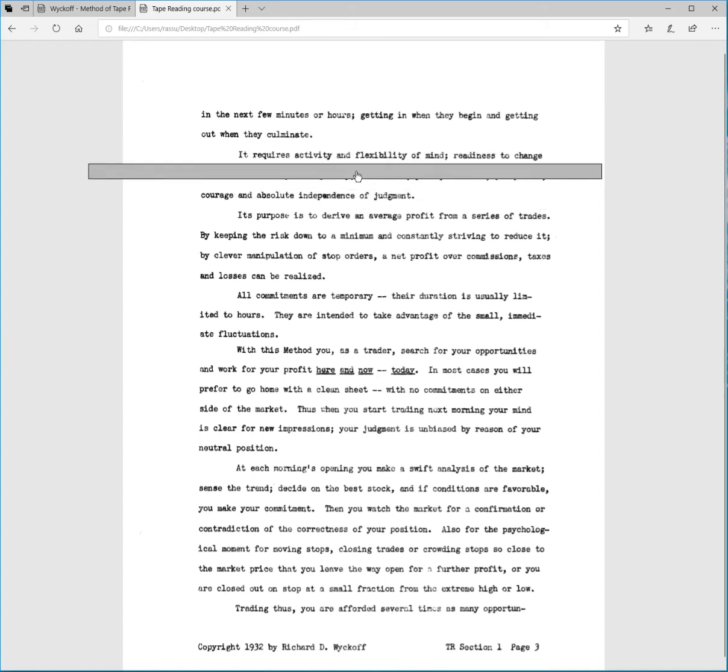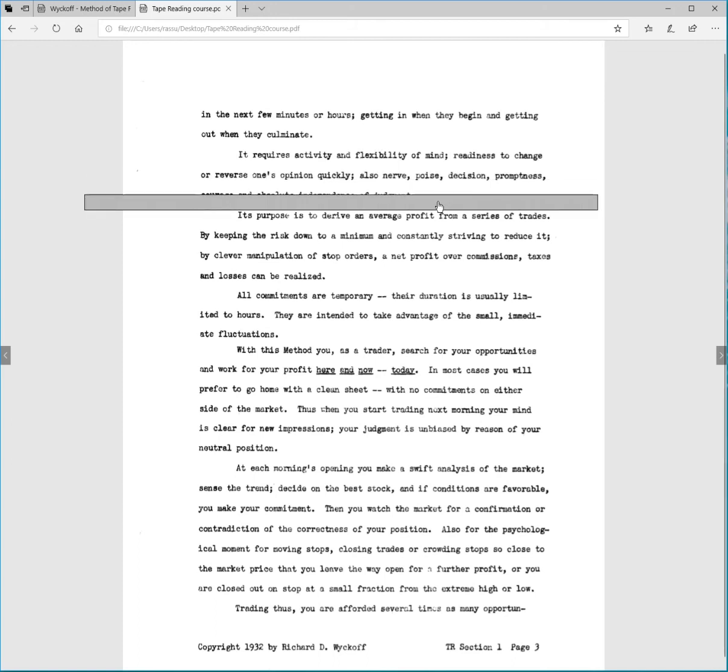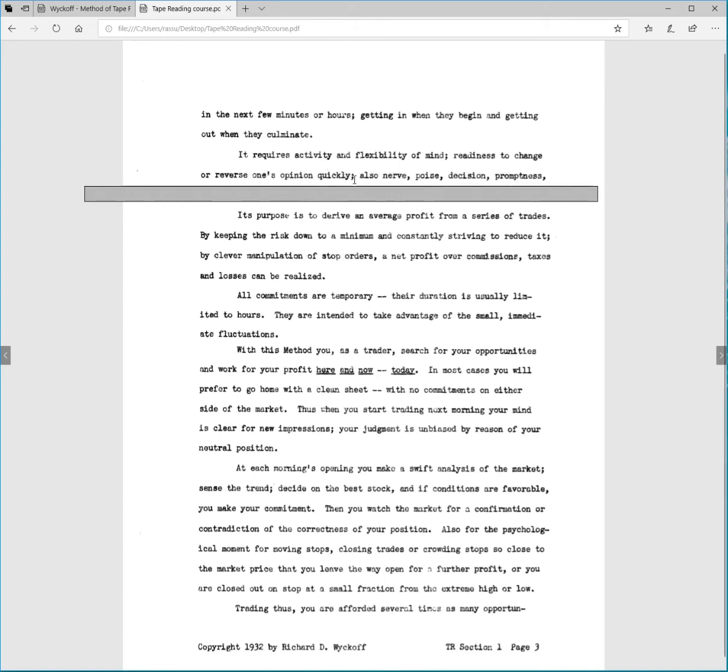It requires activity and flexibility of mind and readiness to change or reverse one's opinion quickly. This is the biggest problem with people.